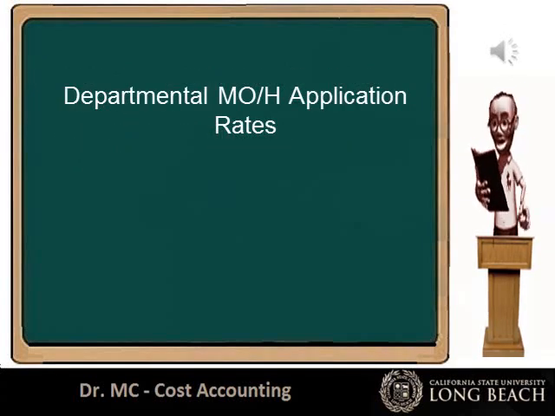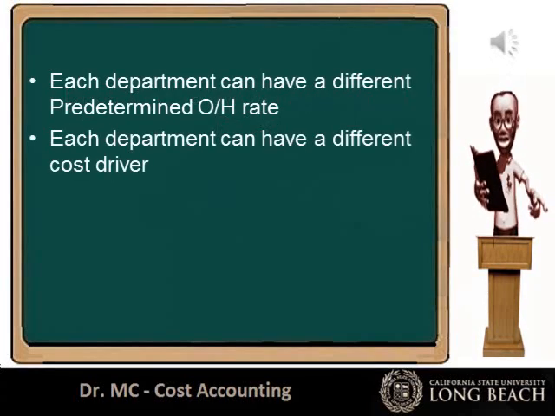One way that the firm can divide the factory into subgroups is to divide the factory into departments, and have each department allocate its overhead to the products that it works on. When you use separate departmental overhead rates, each department calculates its own predetermined overhead rate using whichever cost driver is most appropriate for that allocation. The department then applies overhead using that rate.